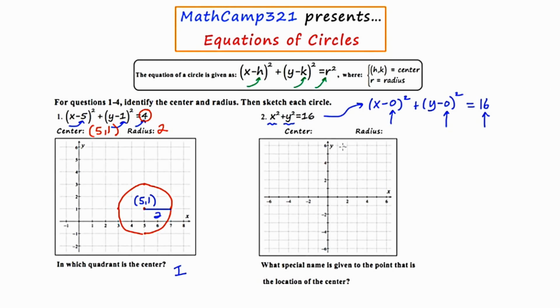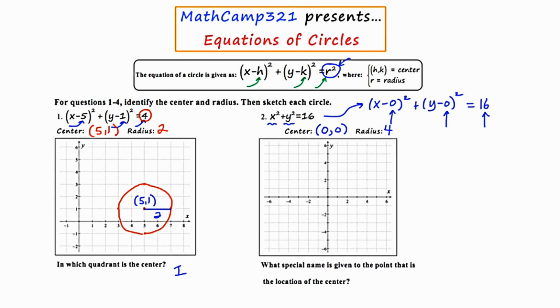Okay, great. The center is 0, 0. And if this is the number at the end, what do you think the radius is? Keep in mind that at the end we have r squared, the radius squared. So to get the actual radius, you need to take the square root, which means that our radius is... I'll give you 3 seconds. Okay, great. The radius is 4.